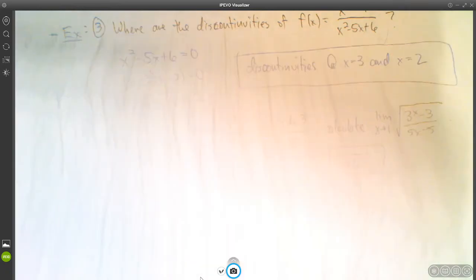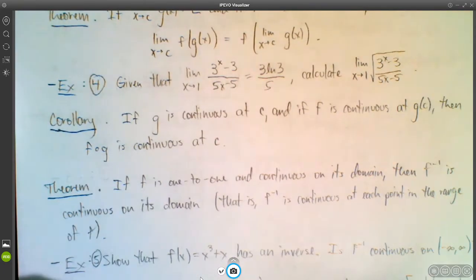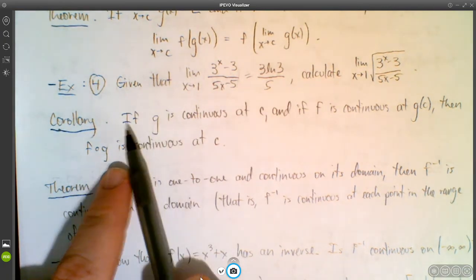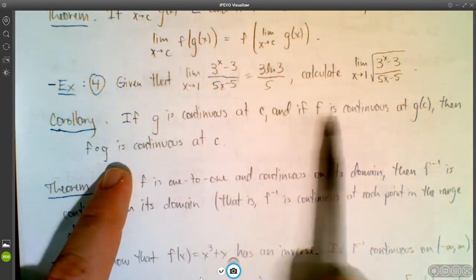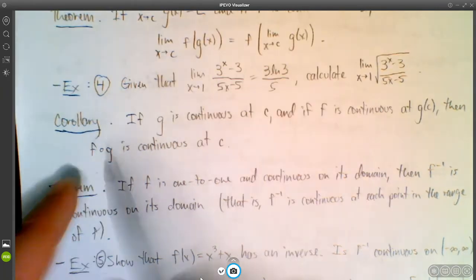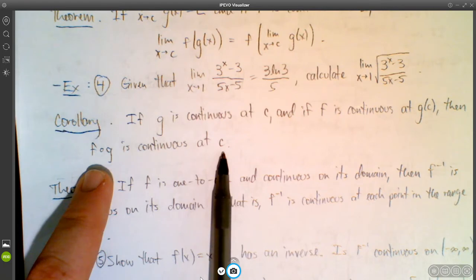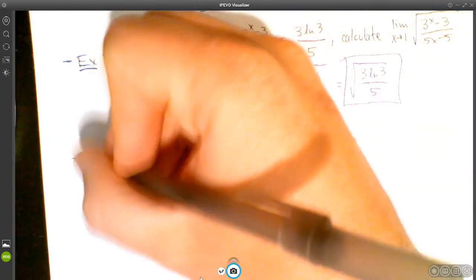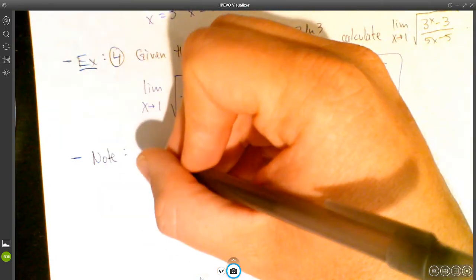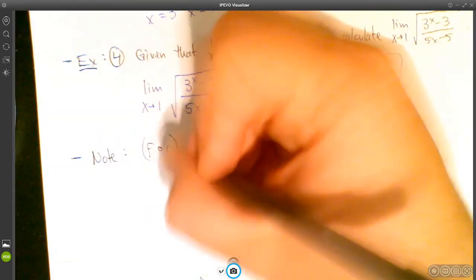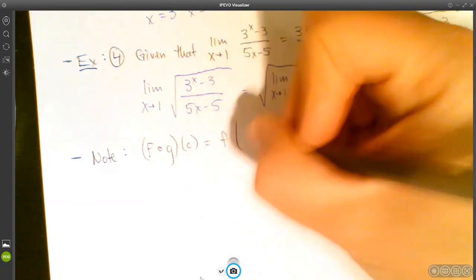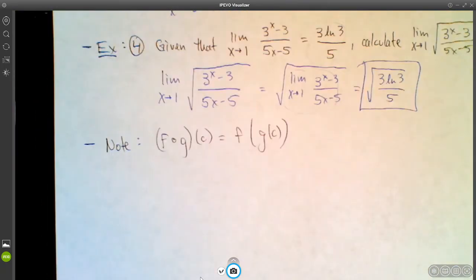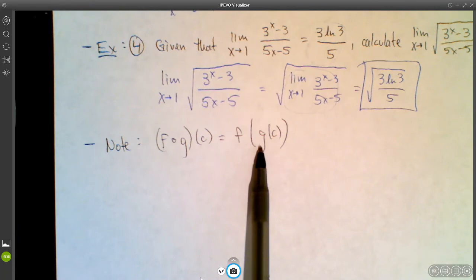Now here's a corollary to that, which has to do with continuity. So the corollary says if g is continuous at c, and if f is continuous at g of c, then f of g is continuous at c. Just a little note about that. Note that (f∘g)(c) is f of g of c. So in case you're a little bit rusty with your composition notation, that's what we're saying. And that's why the corollary says what it does.